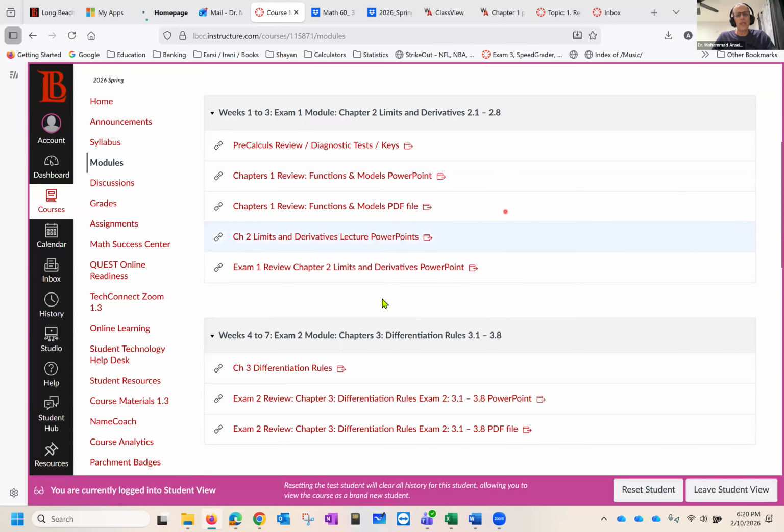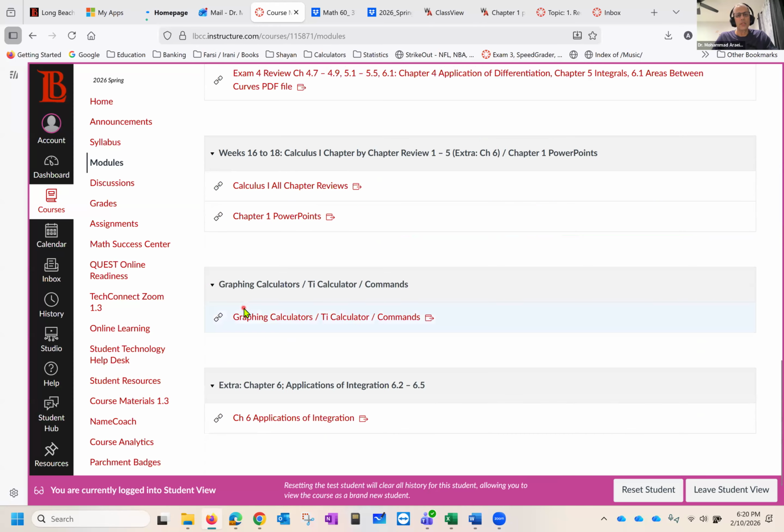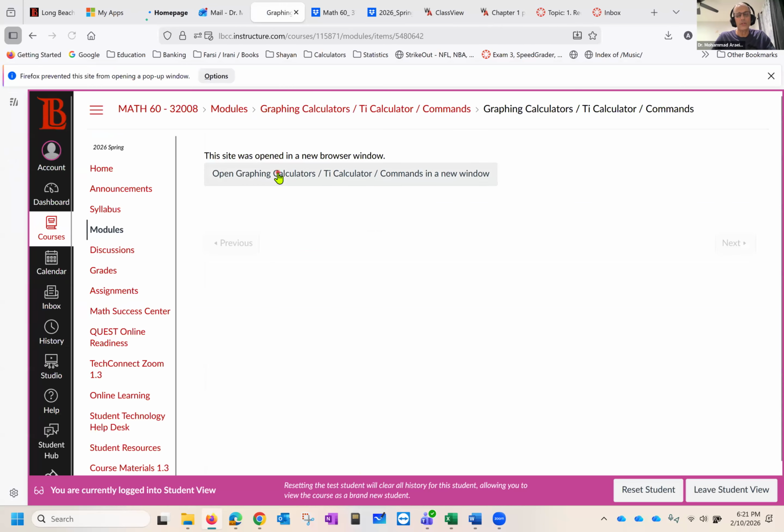And when we go over that, you see that the next one is very similar to that. So is the next one, so is the next one, all the way to the end. But at the end, there are some resources. For example, we have chapter 6 from 6.2 to 6.5 at the end. It used to be a part of Calculus 1, it's not. Before that, you find graphing calculator information.